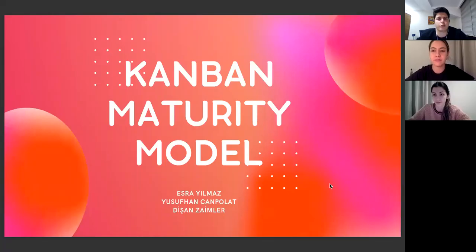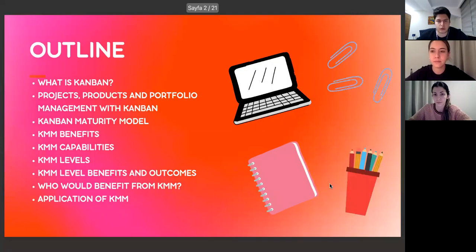Hello, today we are going to talk about the Kanban maturity model with my group members, Esra and DİŞAN. First, I want to talk about the outline.